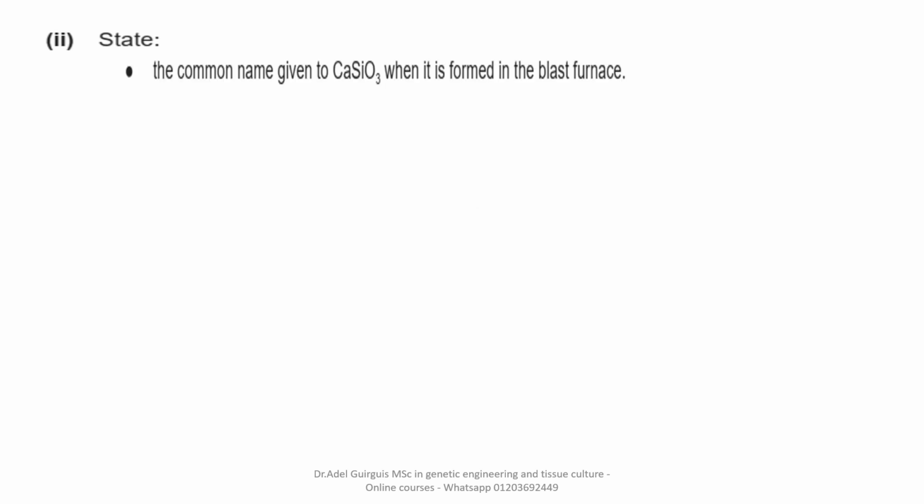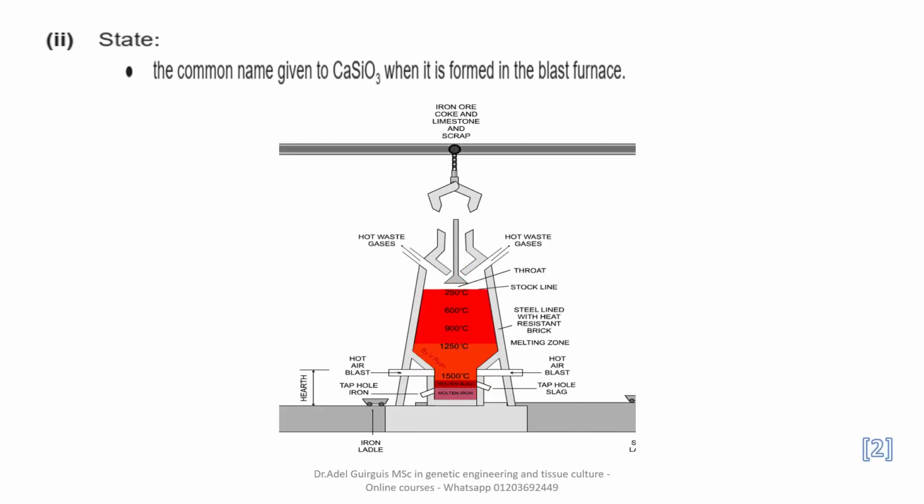State the common name given to CaSiO3 when it is formed in the blast furnace. Here the common name of CaSiO3 is slag. Slag is a chemical that floats over molten iron at the bottom of the blast furnace and prevents further oxidation of iron after its extraction.